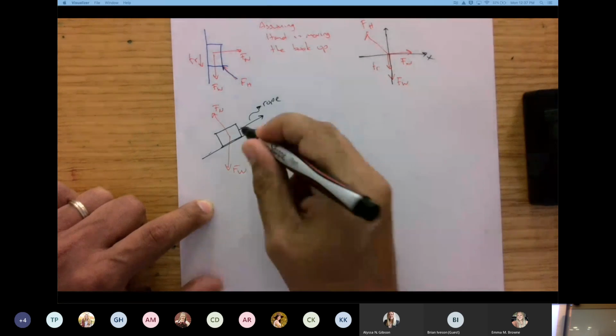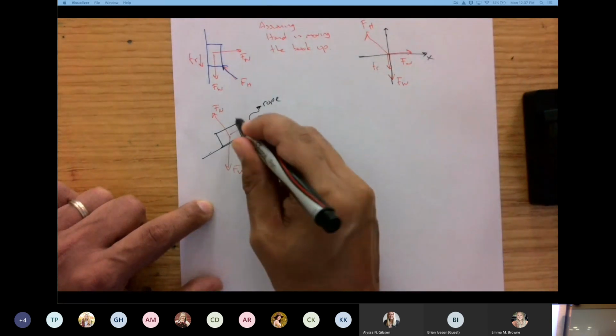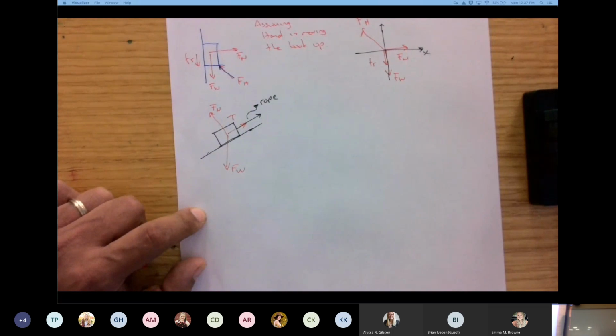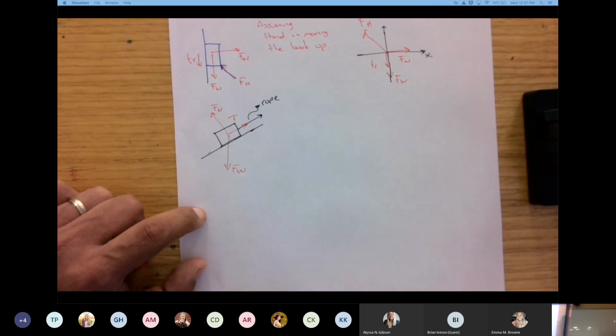You have the force of the rope. Because it's a force given by a rope, we call it tension. That's going to be like that.